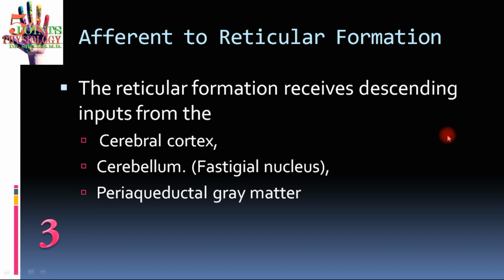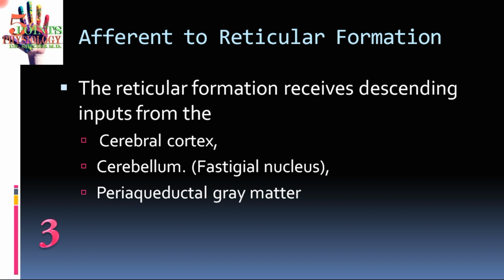Coming to the third point, afferents to the reticular formation from other parts of the brain. The reticular formation receives descending inputs from other parts like the cerebral cortex, cerebellum and periaqueductal gray matter. These inputs are usually assigned to a motor function or to an integration of various sensations. The cerebral cortex is more of a descending motor control, controlling the motor output of the reticular formation.